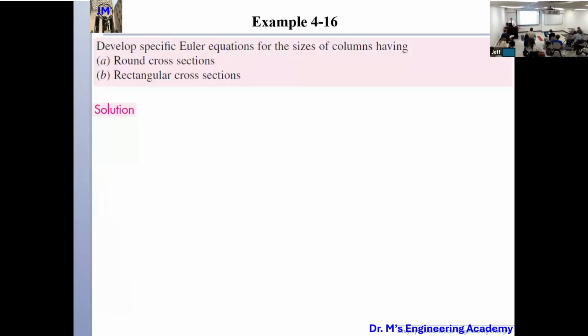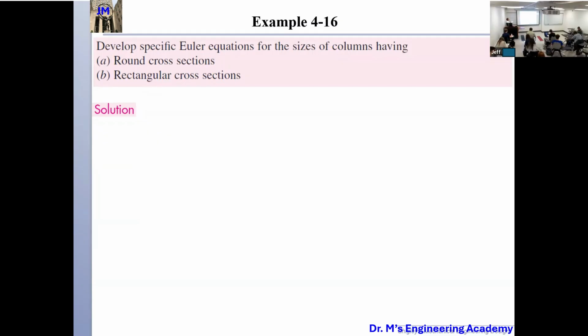Okay, this is one example, guys. This example is important to solve the problem I'm going to show. So develop a specific Euler equation for the sizes of a column, having two conditions. One is a round cross section, one is a rectangular cross section. Okay, so here, this equation, Pcr equals C pi squared E over (L over k) squared, so this is equation 4-44.